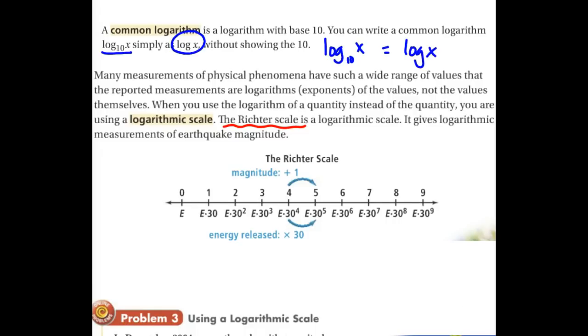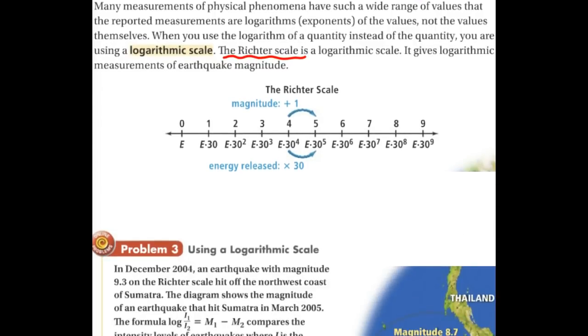So in our example here, for each increase of 1 in the Richter scale, we are basically saying that the energy is getting multiplied by 30. So if I'm comparing an earthquake with a magnitude of 4 to an earthquake with a magnitude of 3, this one is 30 times bigger.